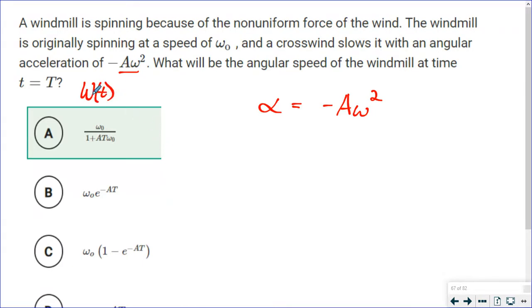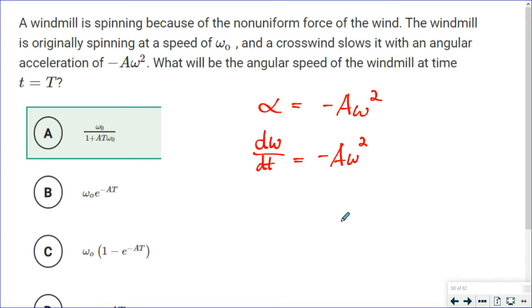Well, how do I do that? I need to write my equation for the acceleration. Acceleration is equal to negative a omega squared, which is given to you in the problem. You can rewrite your acceleration as a derivative, the rate of change of omega with respect to time. So now I have a differential equation. I have the derivative of something, and this omega is not a constant. It's changing over time. As the velocity of the windmill decreases, so does the acceleration of the windmill, and omega will get smaller and smaller over time, and so will the acceleration.